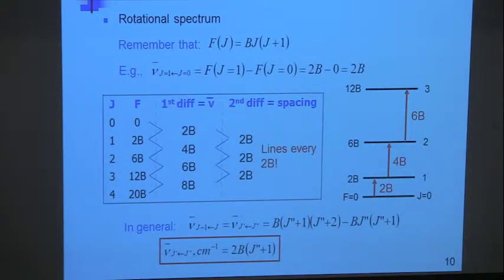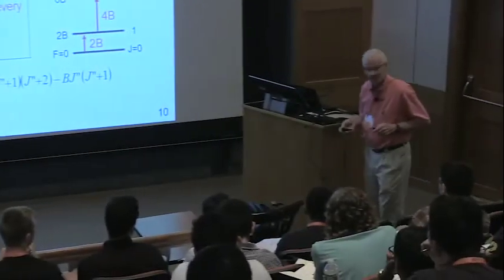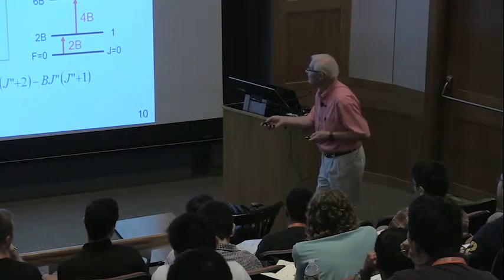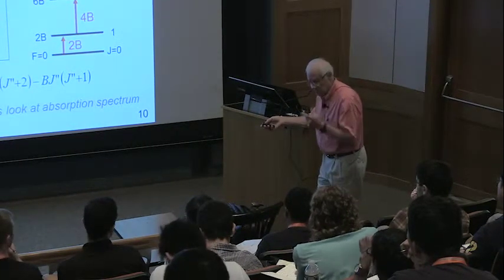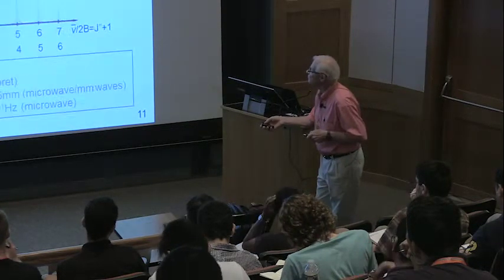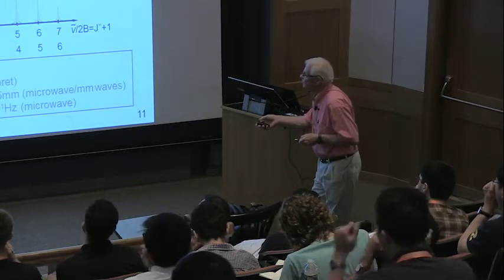So solid mechanics, mechanical model, couple results from quantum mechanics. I've already got the positions of the lines. In terms of the moment of inertia, not that hard to do. That's an approximation. The rigid rotor is not perfect, but it's pretty good. So now we can look at the absorption spectrum. And we're going to see lines at 2B, 4B, 6B.